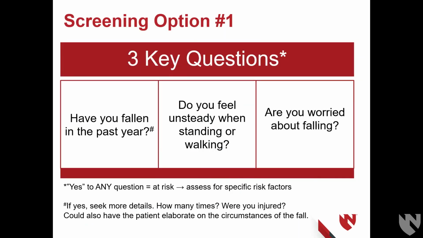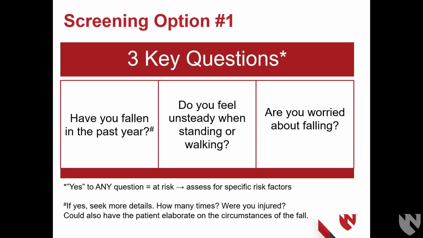One method is simply asking these three key questions. Have you fallen in the past year? Do you feel unsteady when standing or walking? And are you worried about falling? These can be asked on a form the patient fills out electronically or on paper, or the questions can be asked verbally to the patient. If the patient says yes to any of these, then they are considered positive for fall risk, and you would go on to assess further what those specific risk factors might be. In other words, why are they at risk for falls?